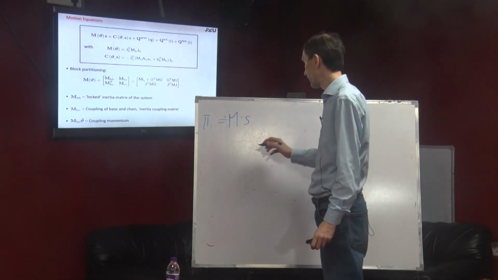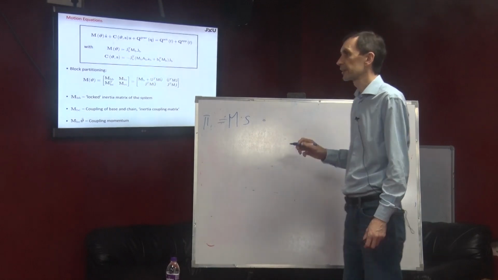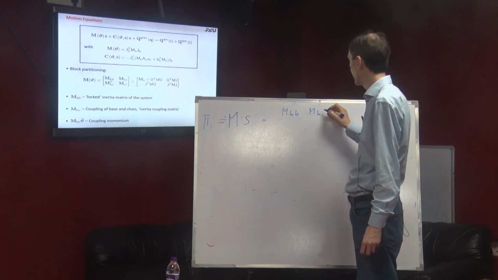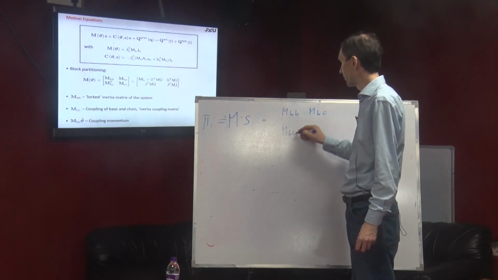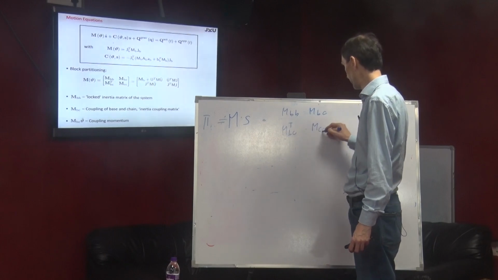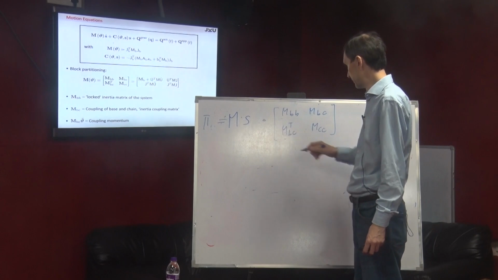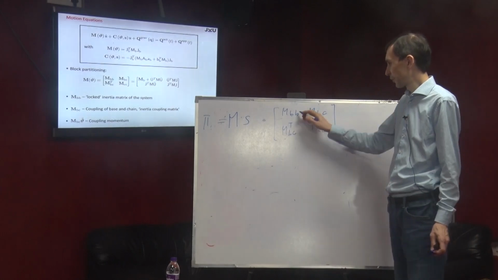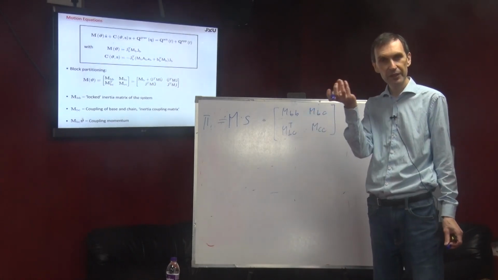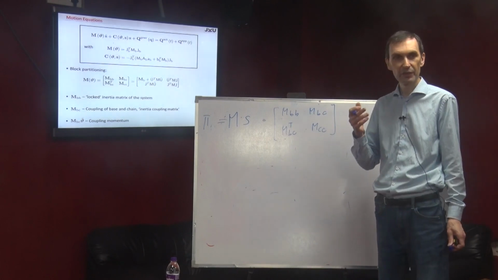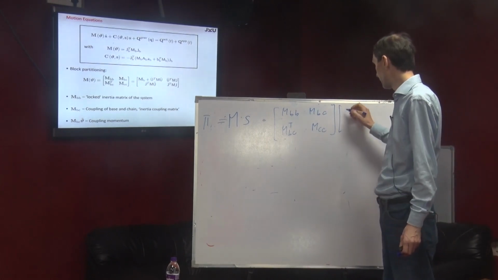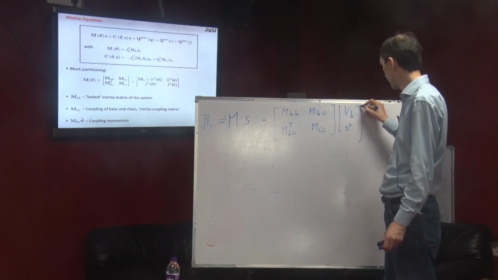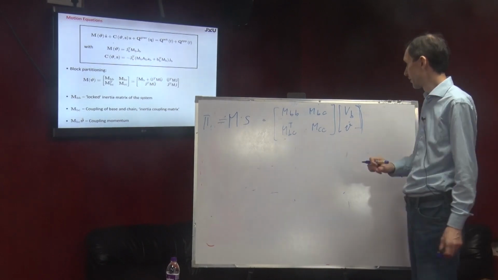Now let's be a bit more precise, because you know exactly how M looks: it's MBB, MBC, MBC transpose, MCC. I didn't actually say why I call it B and C. The B stands for the base, so this is somehow related to the base, and the C is for the kinematic chain, C for chain. Now if you multiply this with the base twist and our joint velocities, joint speeds.